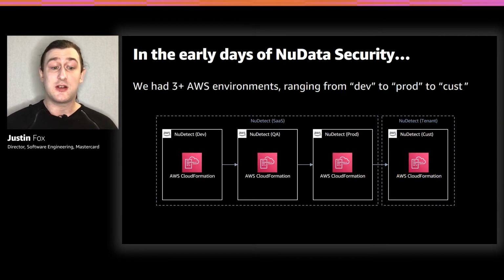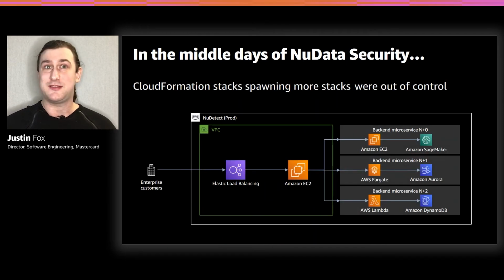In the early days of NuData Security, we had three and more AWS environments, ranging from dev to prod to customer. You'll notice on the slides that we use CloudFormation to manage the infrastructure state between each of the different accounts. That was okay, but back in the day, AWS was not as good with that multi-account pattern or framework as they are today. And we started using AWS way back in 2008 and have grown with them.